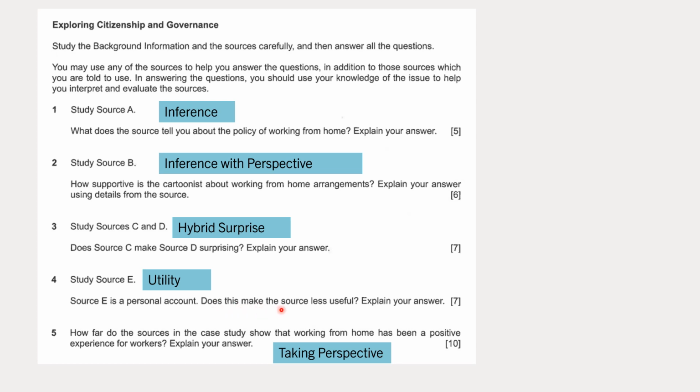Does this make the source less useful just because it is a personal account? We'll unpack in a bit. And of course, question 5, our most favorite, is of course taking perspective. And when you read the sources, it does ask you to take a look at the sources and see whether working from home has been a positive experience or it has been a negative experience. So these are the things that as you quickly unpack your questions, you have to keep in your mind.